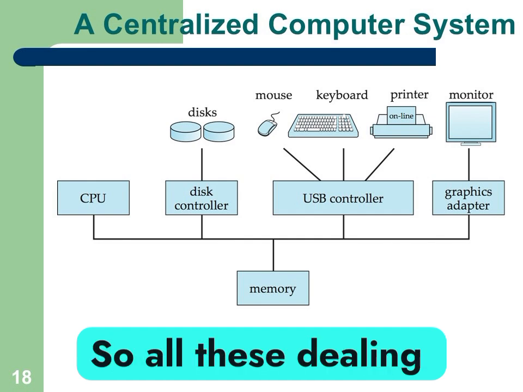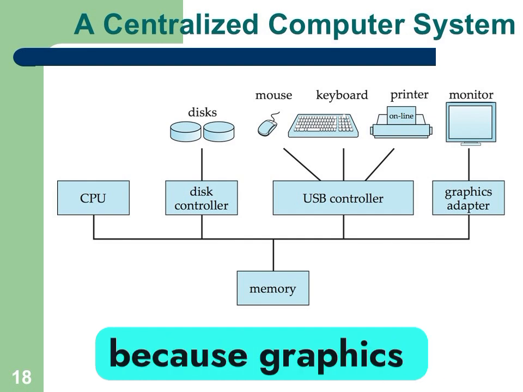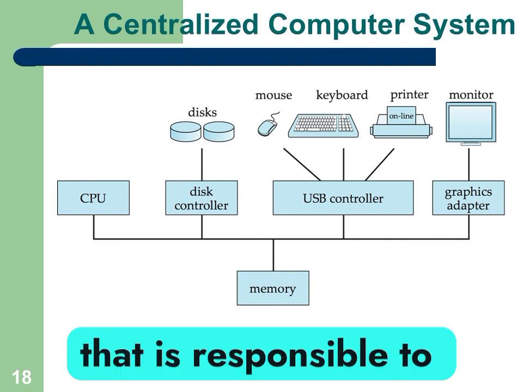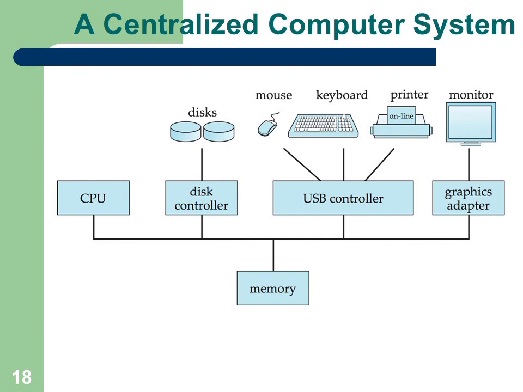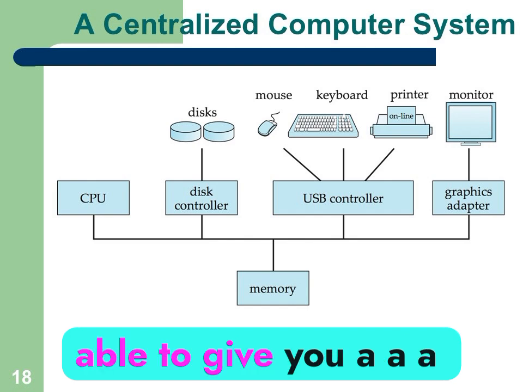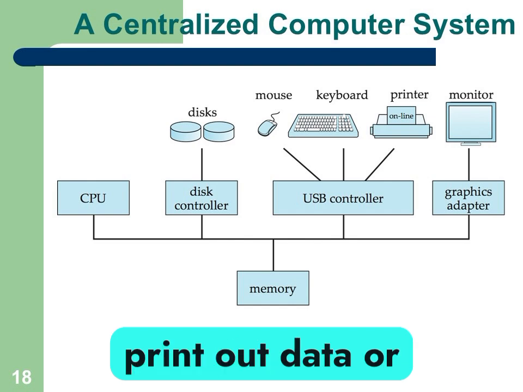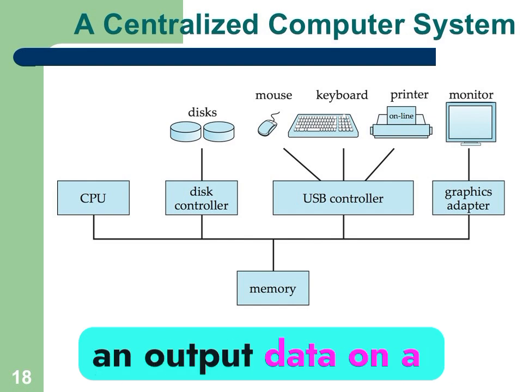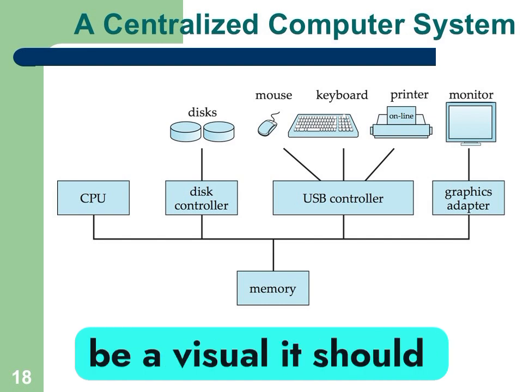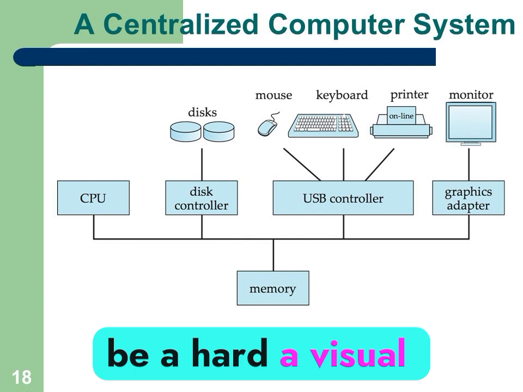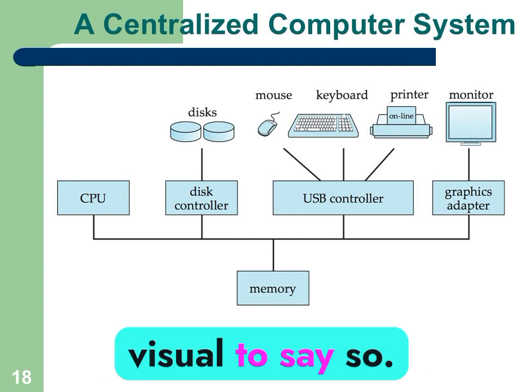So all these deal with the graphics adapter, because the graphics adapter on a system is the one that is responsible for giving you any visual output, whereas a printer gives you printout data or output data on paper. Are we together? On paper, even if it is going to be a visual, it should be a hard visual, please. It's not a soft visual.